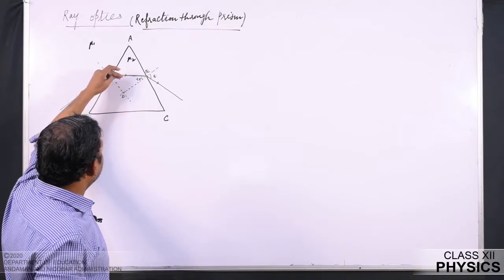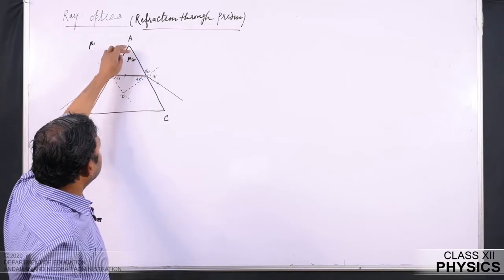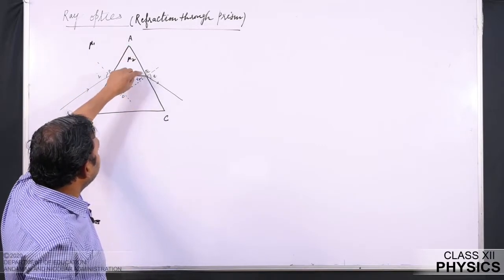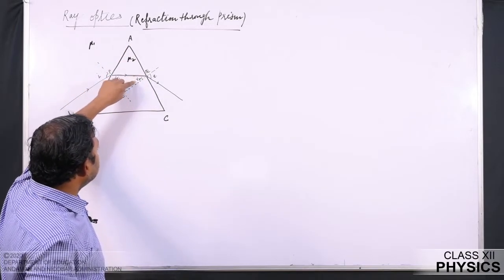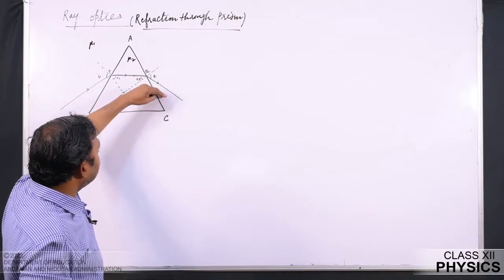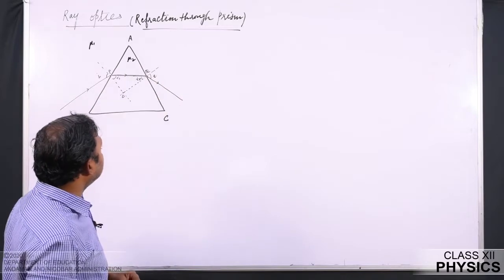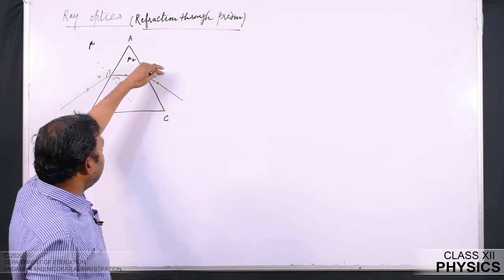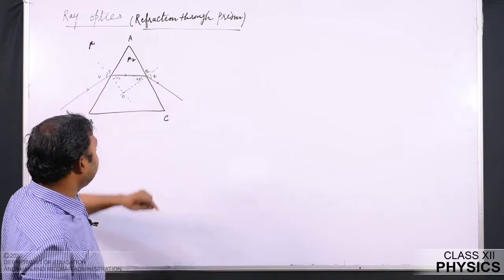Then the bent beam strikes the other surface AC, which makes an angle of incidence R2 with the normal, and when it emerges out, it makes an angle of refraction, the angle of emergence, with the normal.